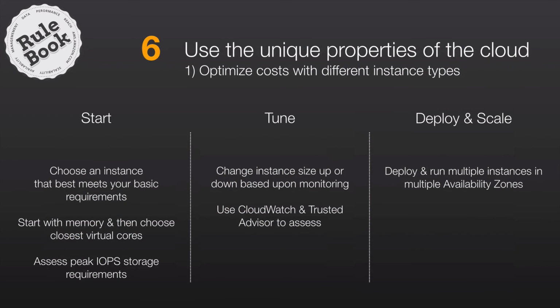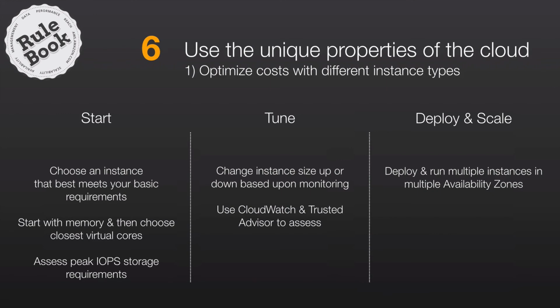Lastly, using the unique properties of the cloud to optimize your costs. This is something that it's quite difficult to do with infrastructure that you might own and operate either on your own premises or in a co-location facility. But as I've mentioned earlier, it's very simple for you to change the EC2 instances that you're using, and a process that we'd recommend all customers go through at the time at which they first deploy their application or website onto AWS is to start with an instance that best meets their basic requirements.